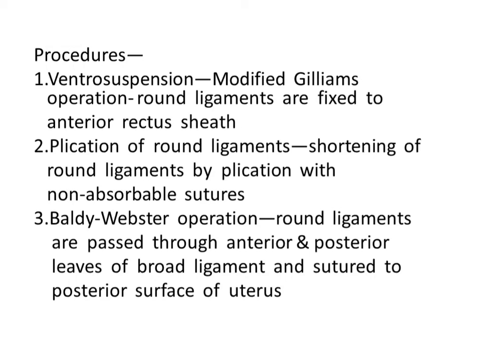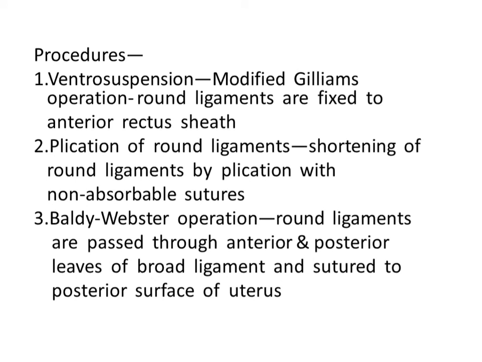This is a more permanent one. Here, the round ligaments are passed through the anterior and posterior leaves of the broad ligament. Round ligaments are stretched, isn't it? So you make a hole in the anterior leaf and the posterior leaf of the broad ligament. You know the broad ligament has both leaves. I will explain this when I talk about tubal surgery, sterilizations, Irving's procedure, Uchida's procedure and all, where the fimbrial end or the cut end is placed inside the leaves of the broad ligament. This is also something similar.